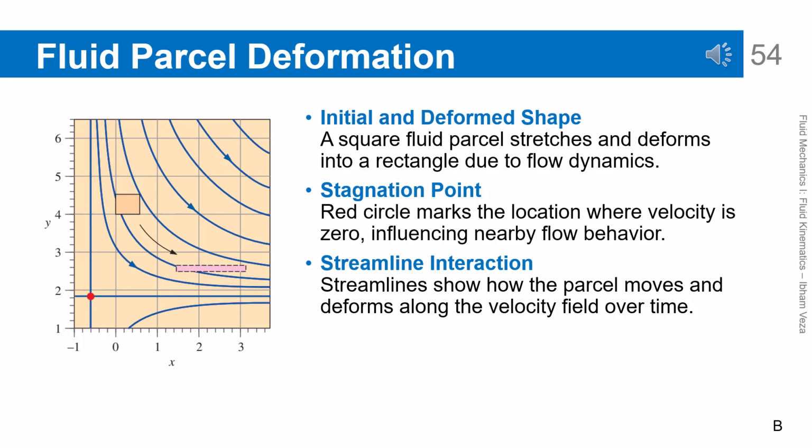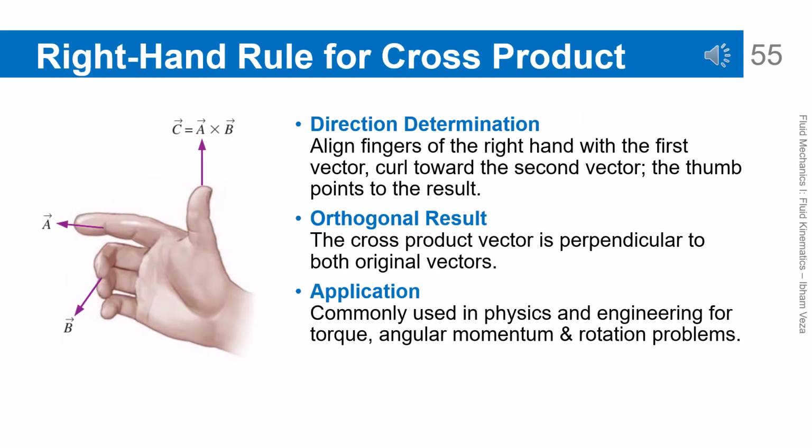Fluid parcel deformation. A fluid element that is initially square can change into a rectangular shape. This change is caused by a combination of stretching and shear in the flow field. Near a stagnation point, the deformation can become very significant. Streamlines help show how this element moves and changes shape. This example illustrates the concept of deformation visually.